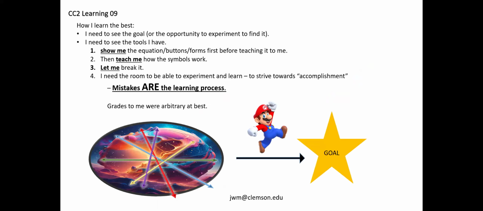So, in short, the best way for me to learn: show me, teach me how the symbols work, and then let me break it. Mistakes are the learning process. If you keep on saying, well, you failed, you failed, you failed, okay, then I become disheartened. But if you say, no, that was a mistake, let's try it this way, and you help me use my mistakes as learning tools, then that is my best learning process.